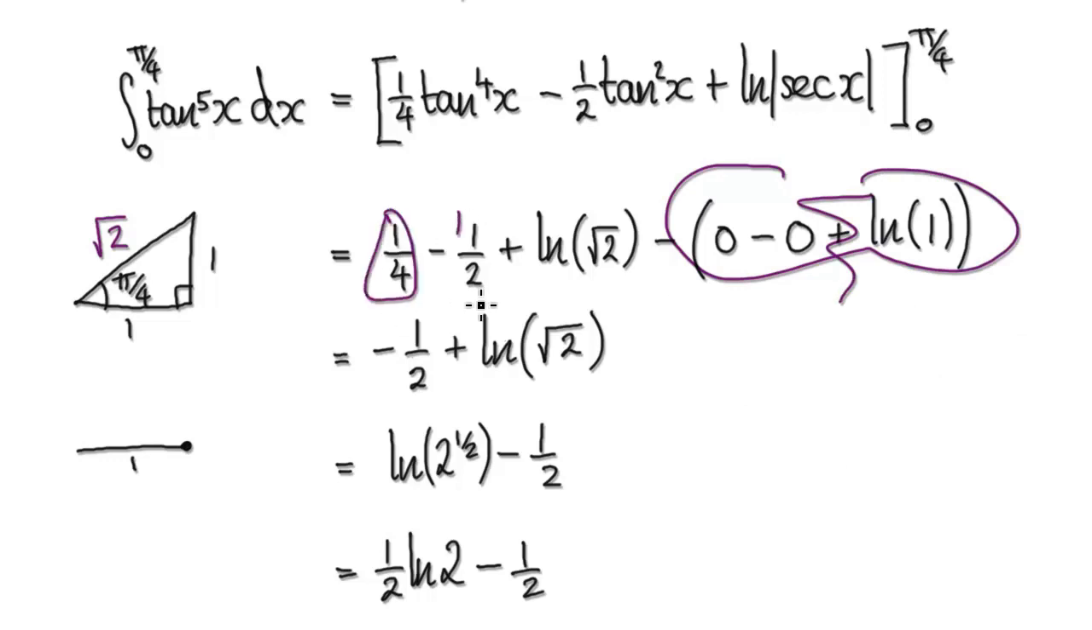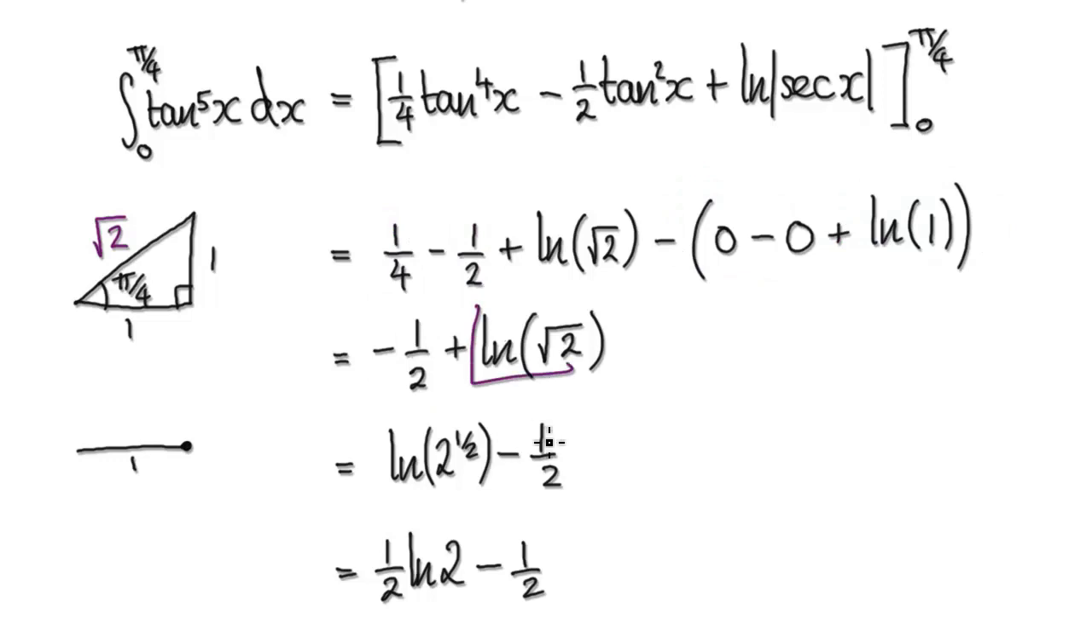A quarter take away a half, that would be negative a half. And then switch these two around, that will then give you this. And then square root, you can imagine the square root as 2 to the power of a half, and then you can actually take this out here. That would then give you this. So your overall answer would be this. Okay.